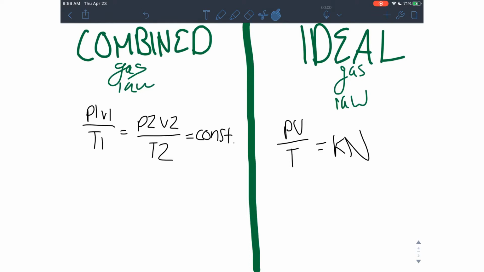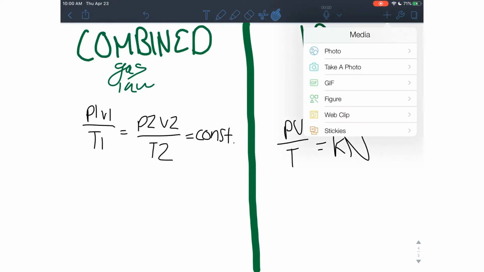Next, we have different gas laws. The combined gas law discusses how pressure relates to temperature, volume, and the amount of gas. The equation explicitly shows the relation and how one is equal to the other. P1 times V1 over T1 equals P2 times V2 over T2, which is ultimately equal to a constant. The ideal gas law talks about how kinetic molecular laws relate to the combined gas law. Pressure times volume divided by temperature ultimately gives you a constant called Boltzmann's constant times the number of particles.